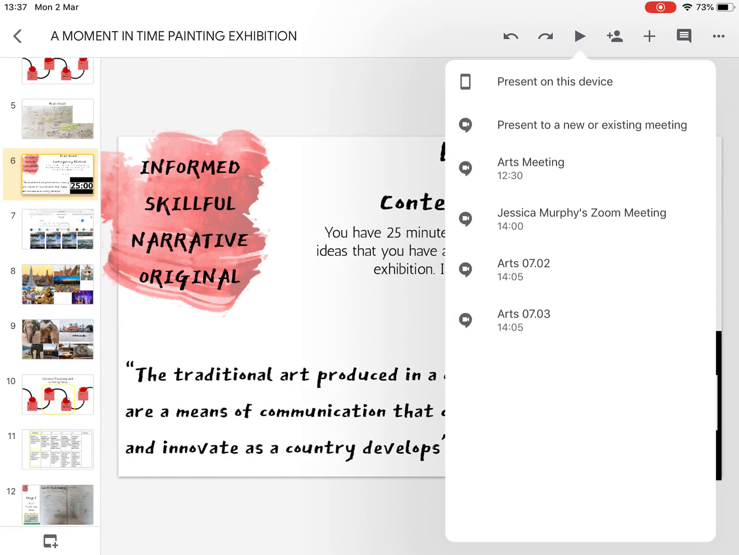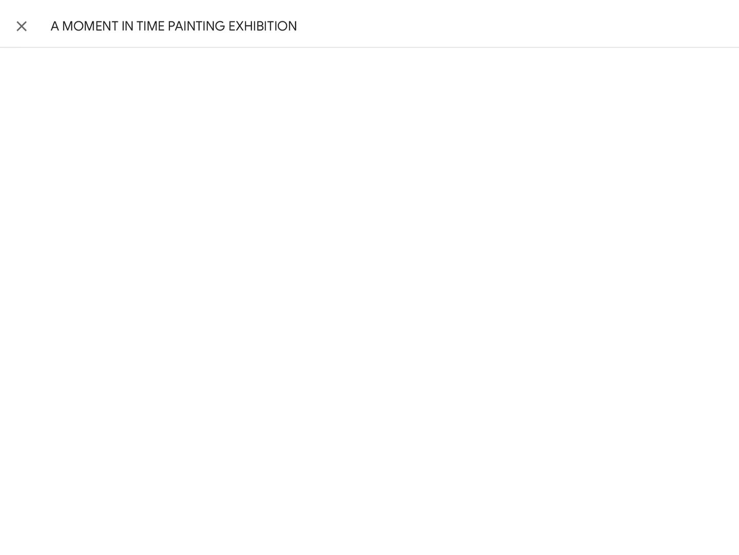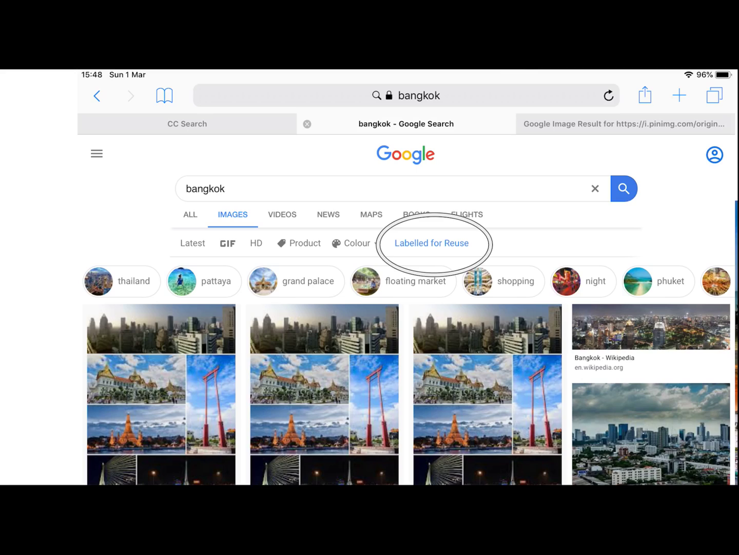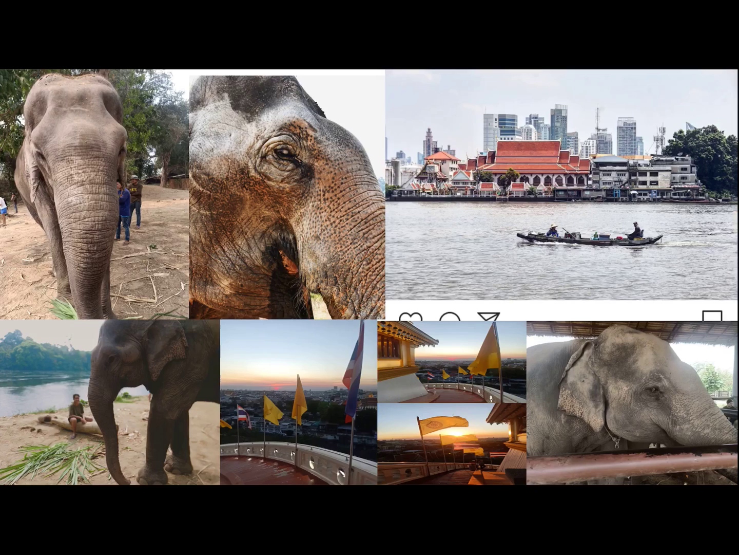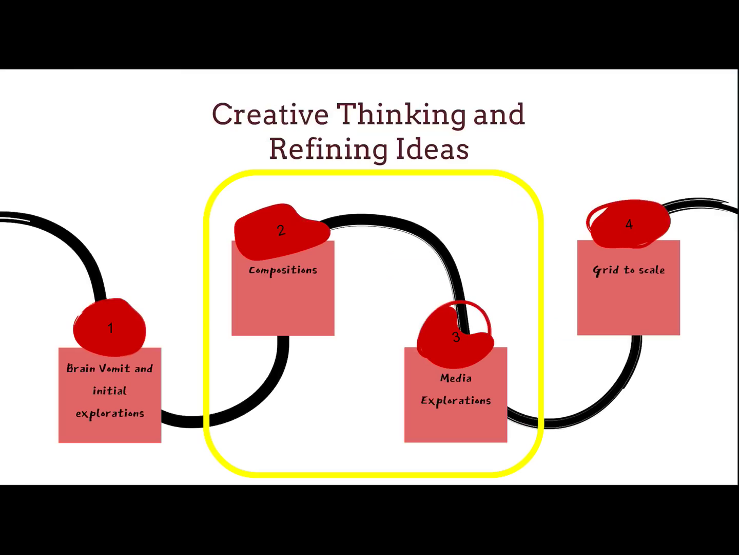Okay, so by this point you should have completed your brain vomit, and it might be that you started to look for images of what that might represent. Remember, try and find ones that are labeled for reuse or Creative Commons. Look for images from yourself or your friends where possible. Make sure they're not cliched and make sure they are delivering the message that you want and helping you.